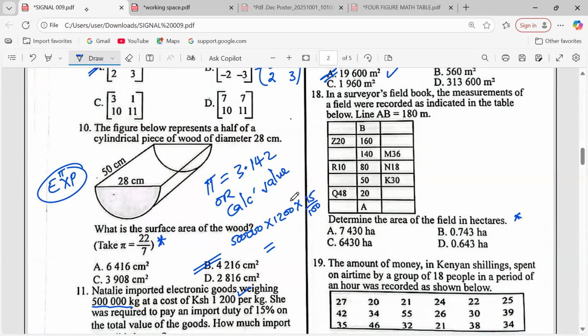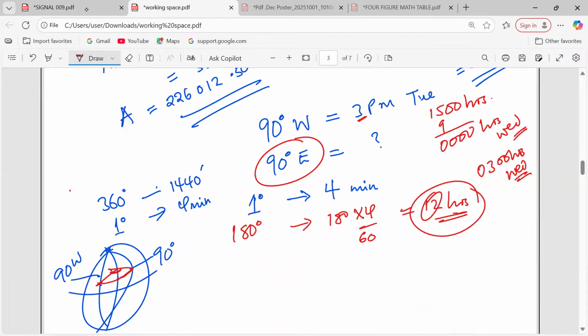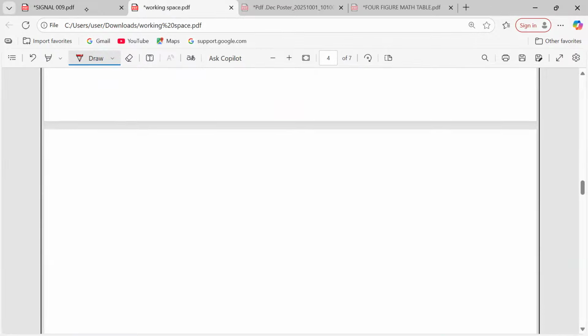So we are first of all supposed to open this diagram, the surveyor's field book. We sketch the land. So let me lead you into that.